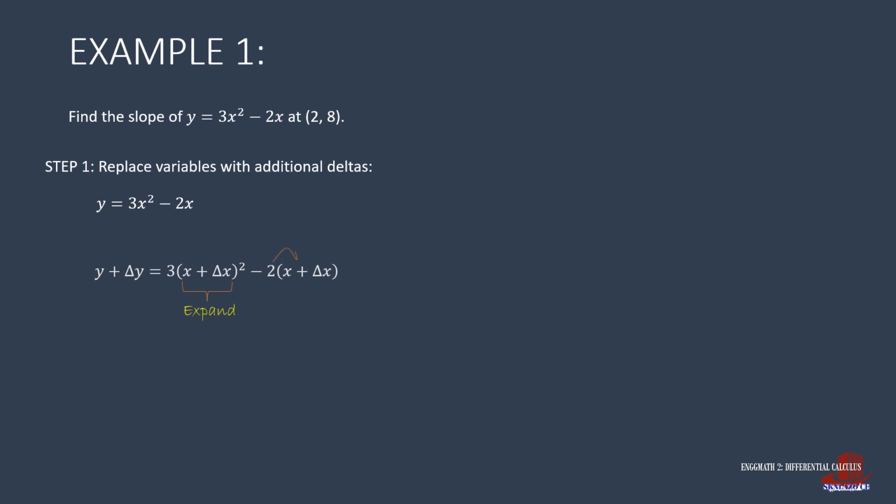The next move is to expand the first term with the square and distribute 2 in the second term. So we arrive at 3 times the quantity of x squared plus 2x delta x plus delta x squared minus 2x minus twice of delta x. Continue by again distributing 3 to take out the parentheses, giving the following equation.